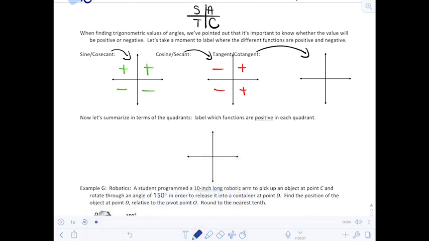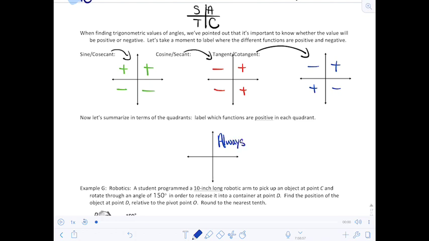Tangent and cotangent, they will be positive when you are in the first and the third, because that's where you have 2 positives or 2 negatives, and then they will be negative in the second and fourth. So here it is, and I gave it to you prematurely, but I really felt like it was helpful and it was a great opportunity to get to use it. So here it is again.